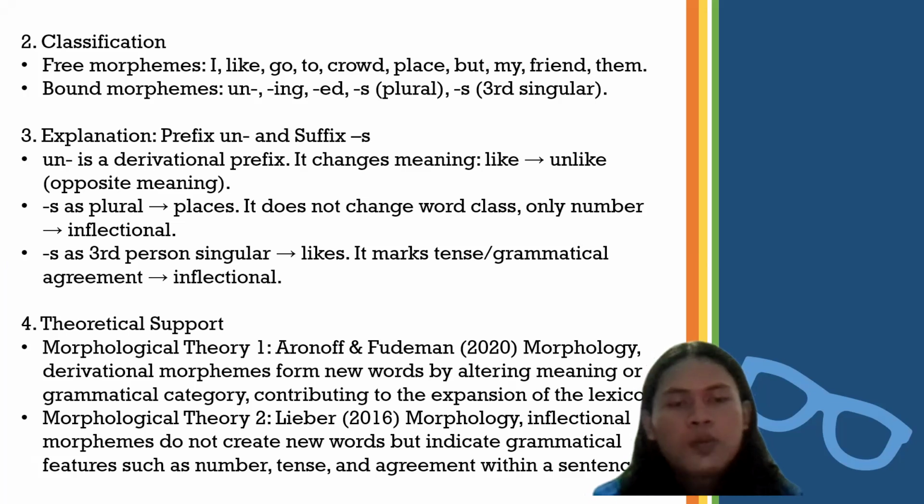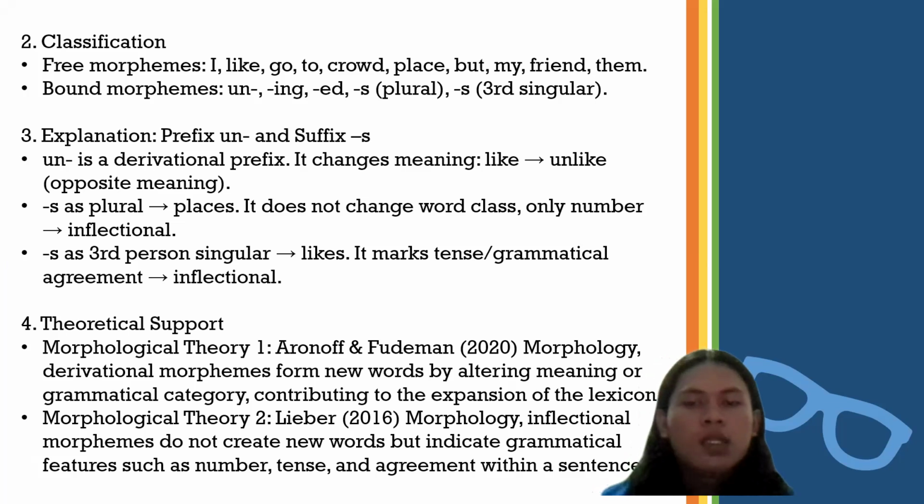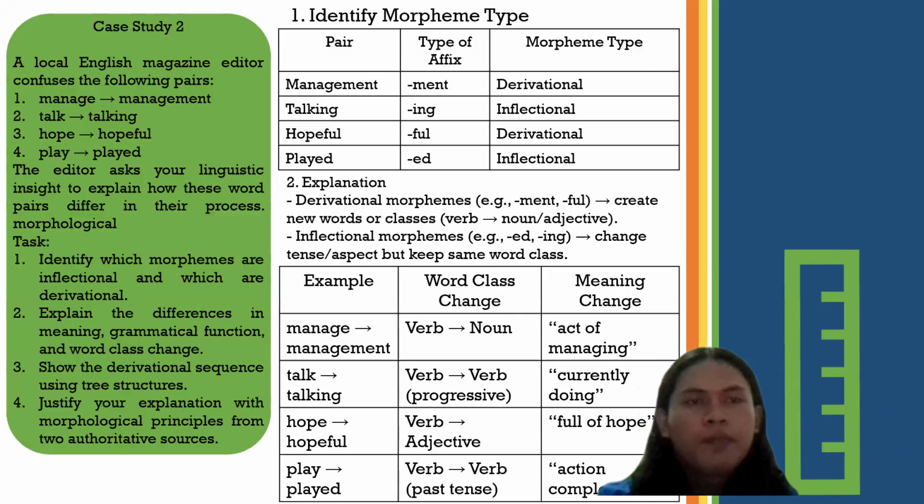And the morphological theory 2 is Weber, 2016. Morphology, inflectional morphemes do not create new words but indicate grammatical features such as number, tense, and agreement within a sentence.